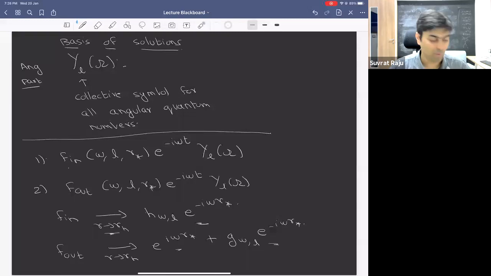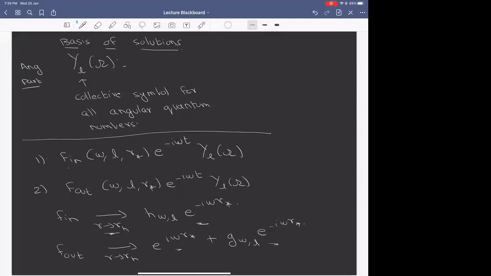So I hope it's clear what we are doing. If there are any more questions here, I'm happy to stop and we can discuss a little bit more if it's not clear. I'm just trying to write down a basis of solutions for the Klein-Gordon equation.